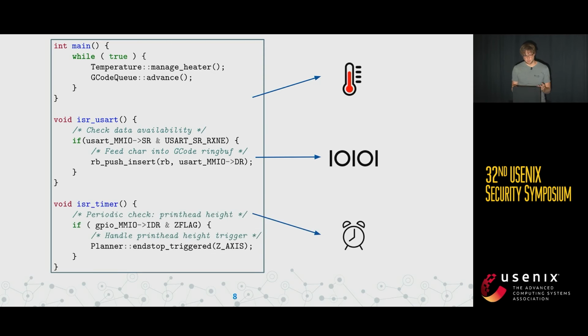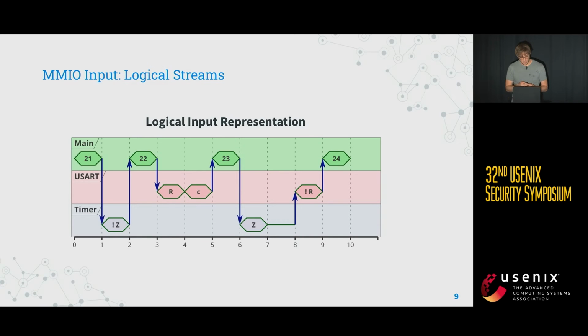And then we have a timer as well, so we want to check every now and then that our print nozzle is not too far down. So we need to take some actions if we are about to collide with the object that we are printing. We can have a representation here that shows how this firmware interacts with its input.